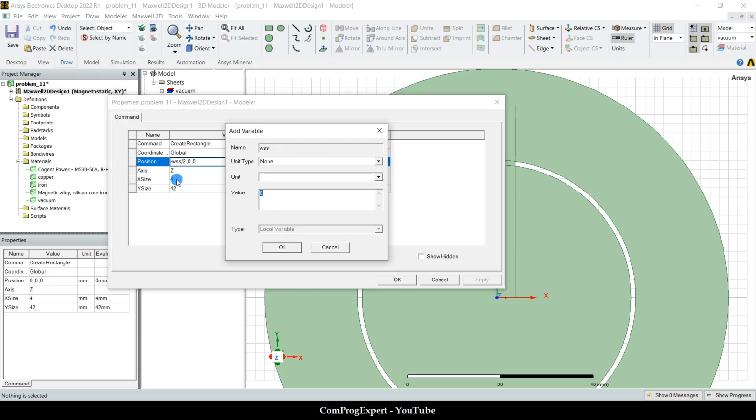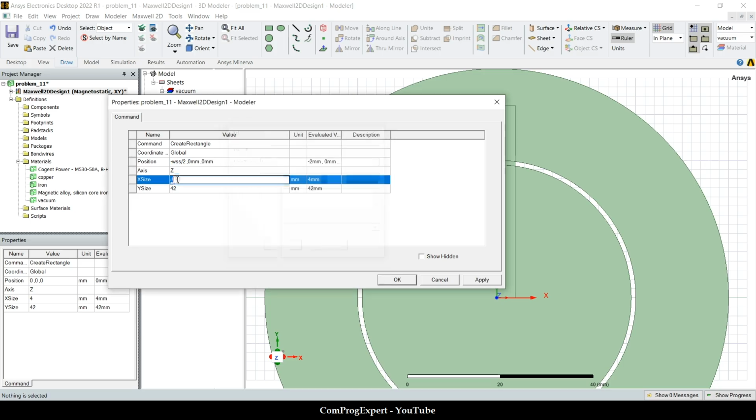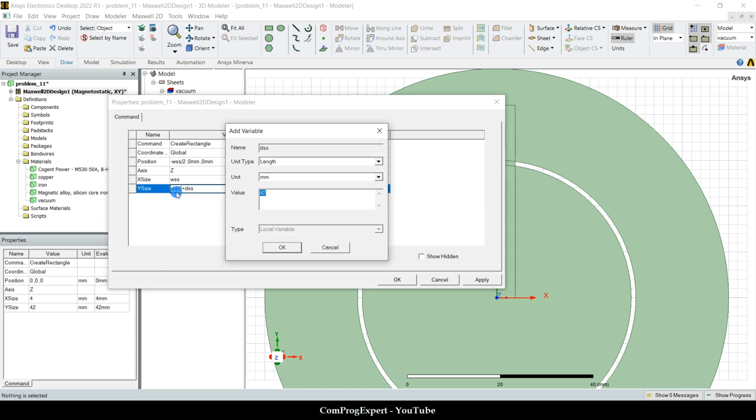Let's consider it equal to 4 millimeters. The x size will be the width of the stator slot. The y size is actually ISD divided by 2 plus the depth of the stator slot. Depth equal to 16 millimeters.